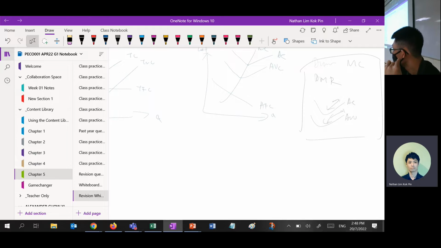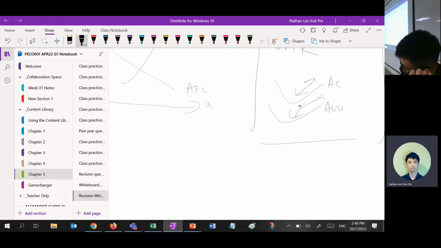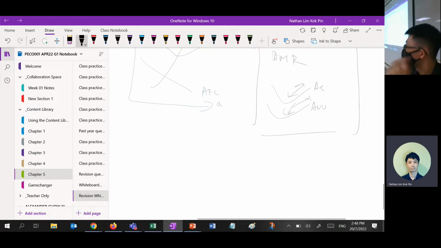For diminishing marginal returns, the right hand side of the U shape. Yes. Up to you. For chapter 5, you must draw MC, AC, AVC.